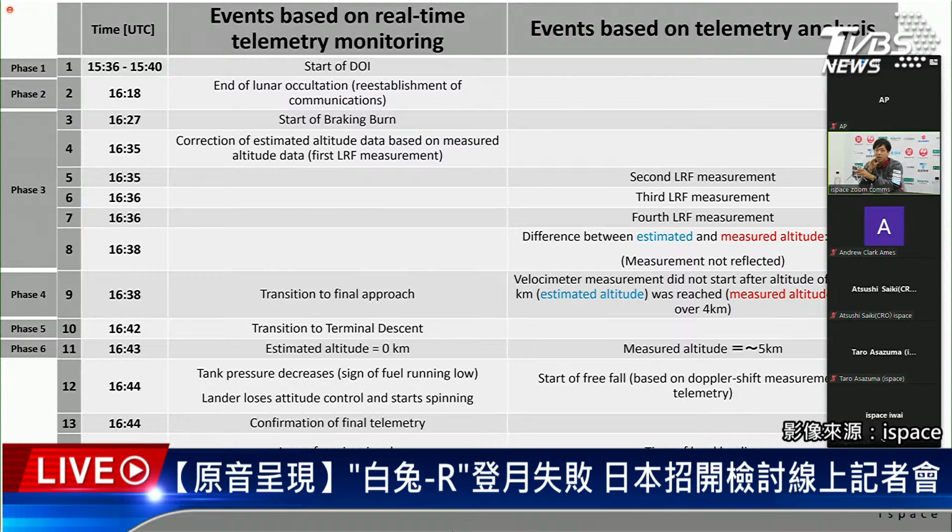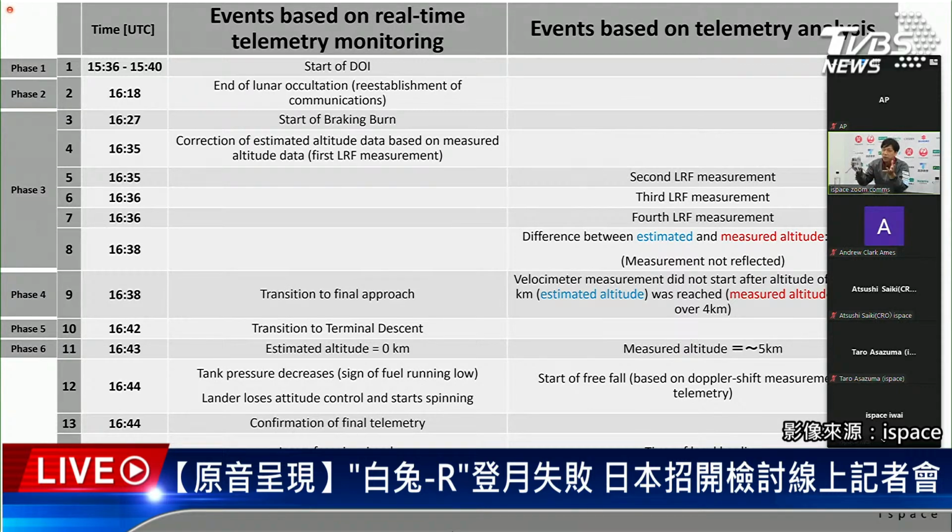I mean, the timing, estimated altitude was 0. Number 11, measurement altitude indicated 5 kilometers. That means the Lambda was expected to be on the lunar surface at this point. However, in reality, it was still about 5 kilometers from the lunar surface. The Lambda kept descending, but finally ran out of all propellant.